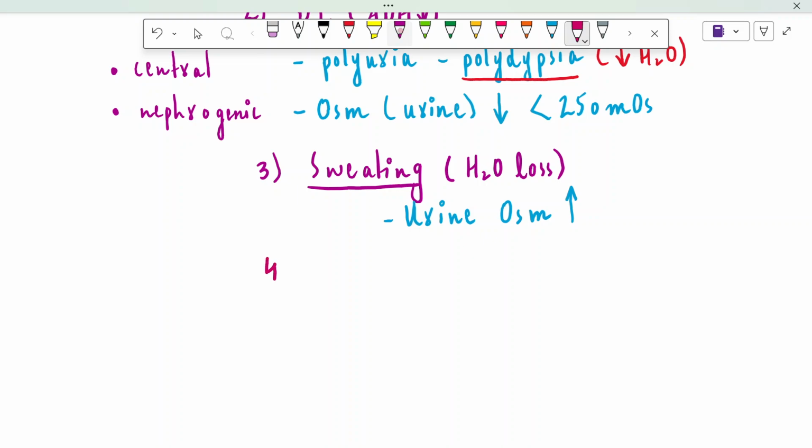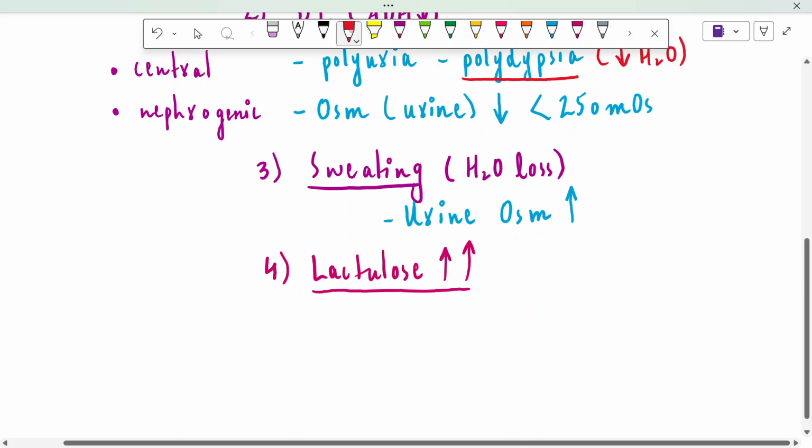The fourth condition can be lactulose toxicity. Lactulose toxicity, when a person ingests a large amount of lactulose. What is lactulose? Lactulose is a laxative. Basically, it's an osmotic laxative. What does it mean? It means that it's going to treat constipation.